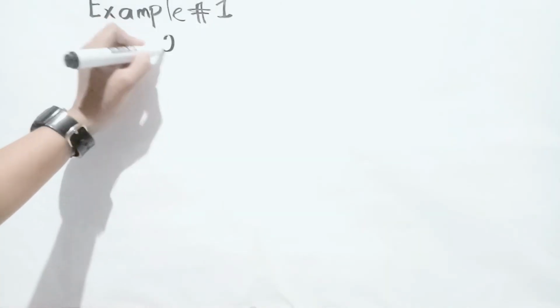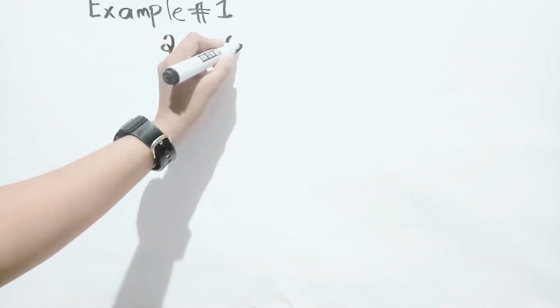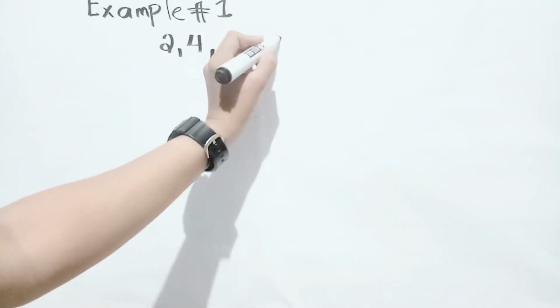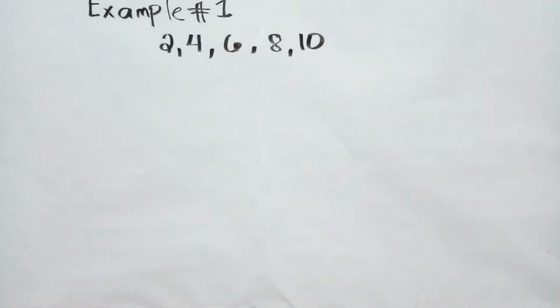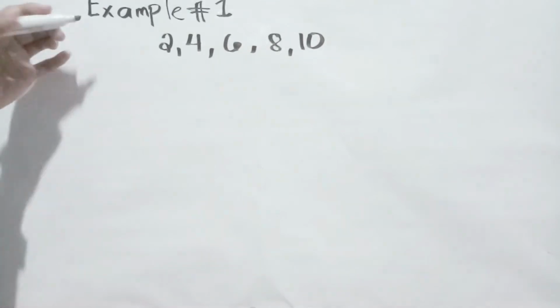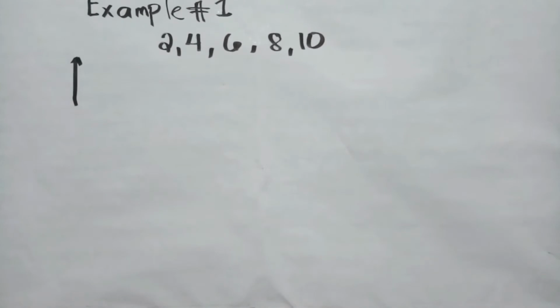For example, the numbers 1, 2, 4, 6, 8, and 10. As you can see, it is in ascending order, and it follows a pattern by adding 2 to get the second term.